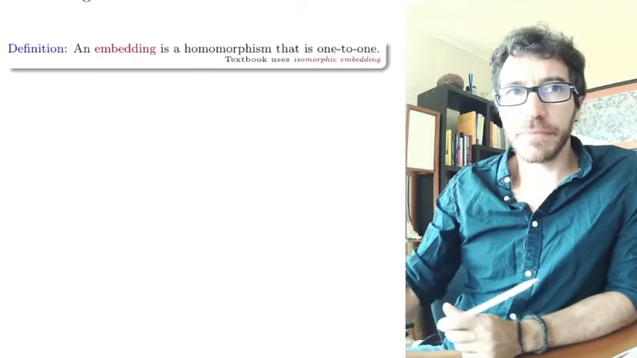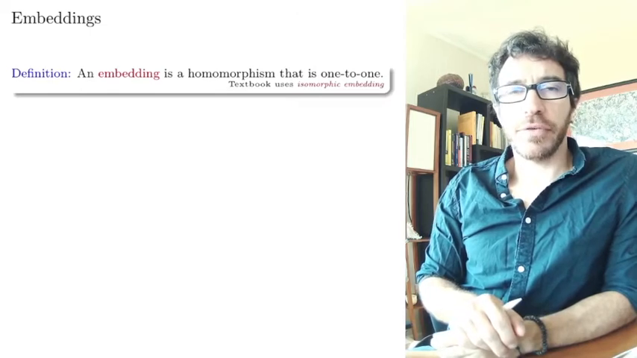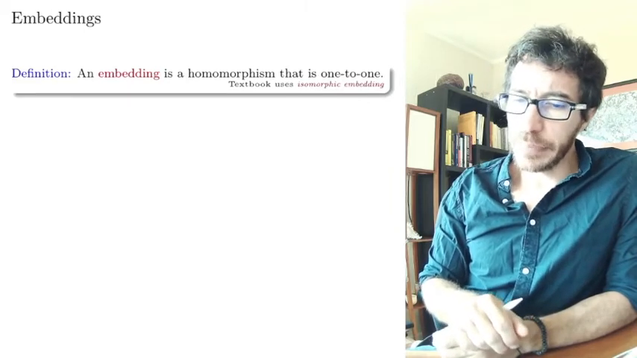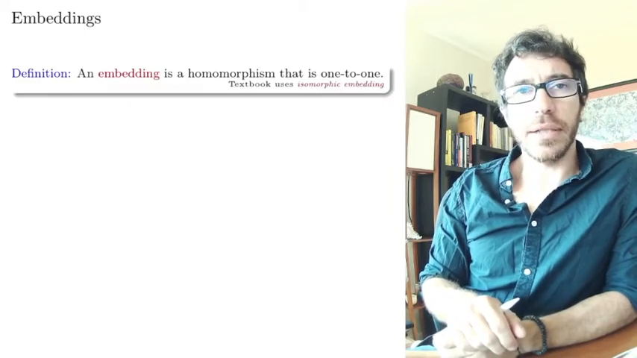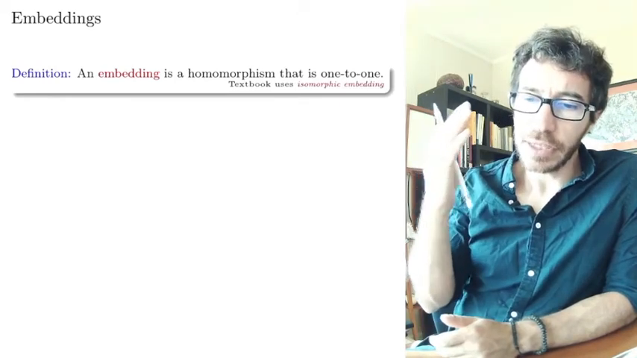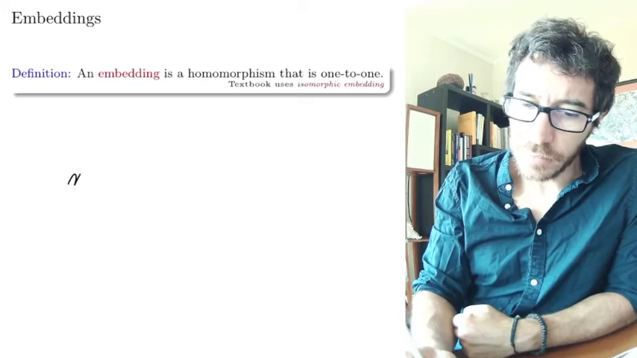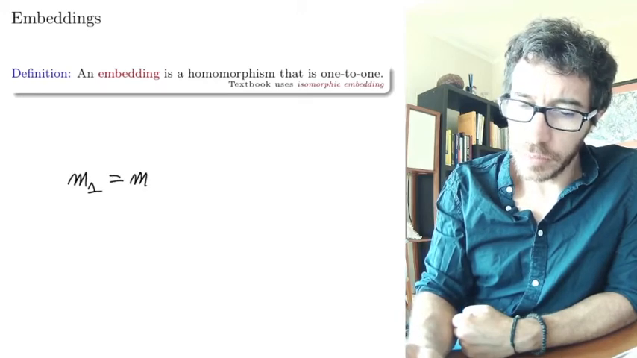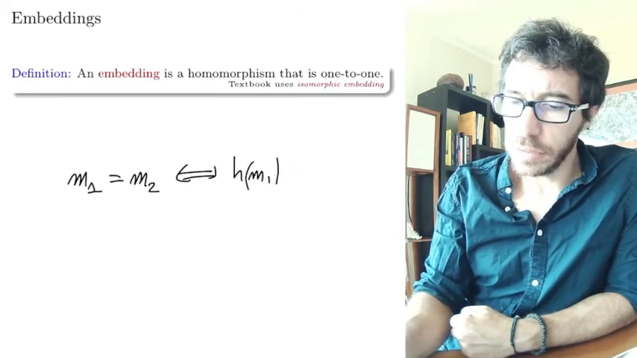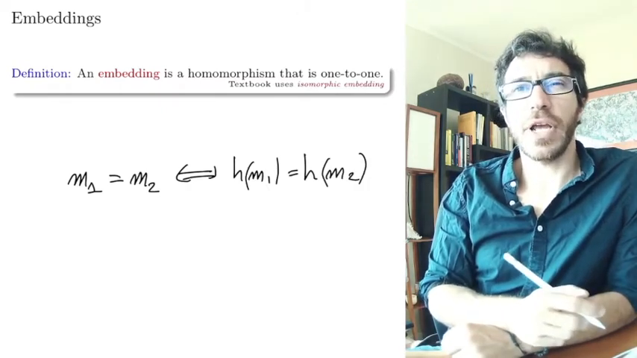Okay, so there are some special kinds of homomorphisms that are going to be very useful. Homomorphisms by themselves won't be that useful for the class, but embeddings will. An embedding is a homomorphism that is one-to-one. That's the only property. And if you think about what it means to be one-to-one, it means that M1 equals M2 if and only if H of M1 equals H of M2, right? That's what it means for H to be one-to-one.